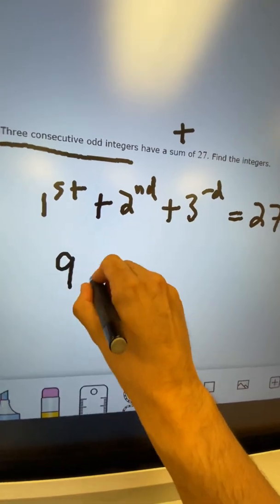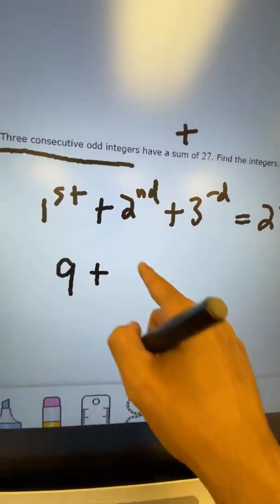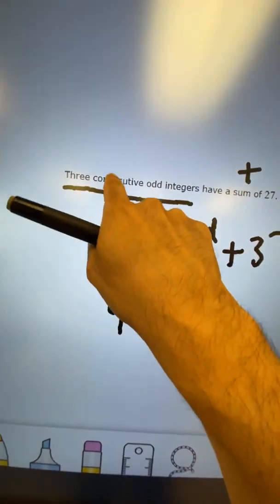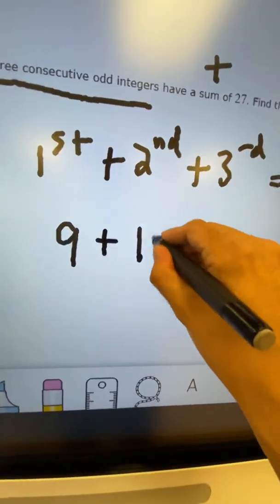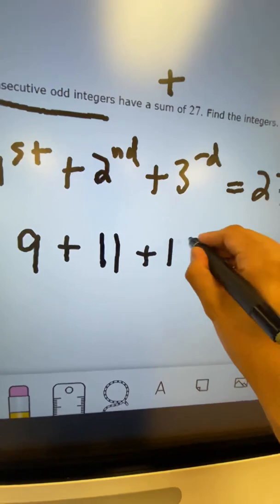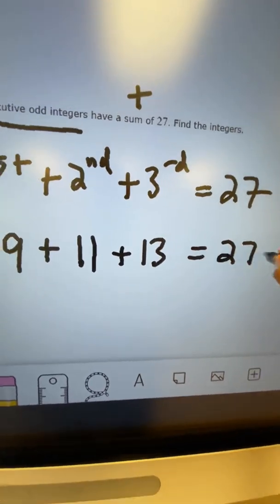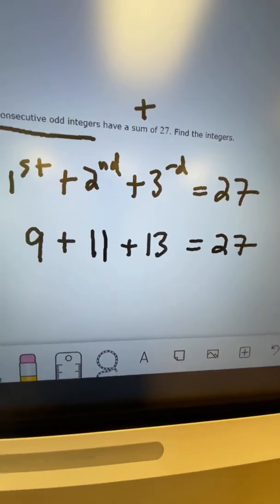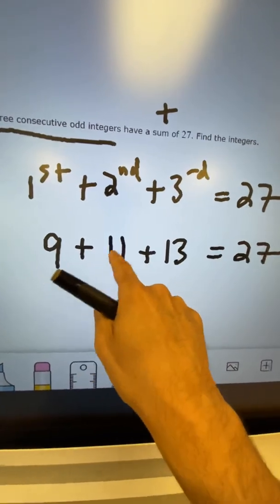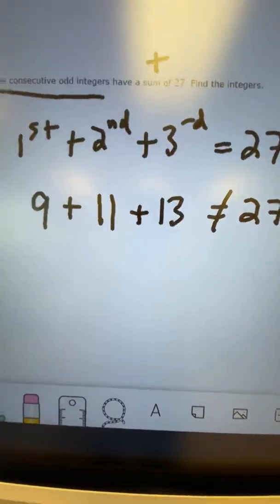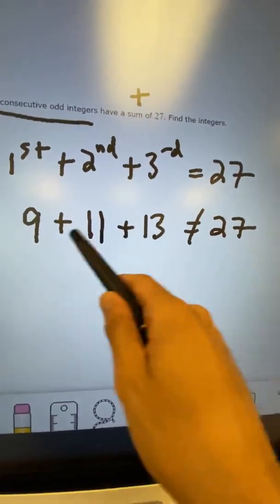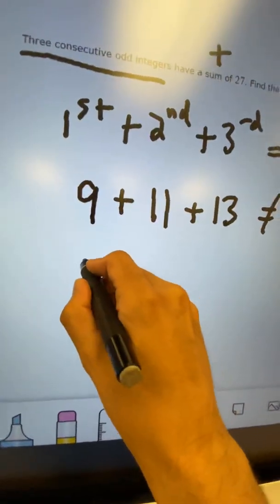So that's my first odd integer, and the next odd integer, that's what they say consecutive, the next one that follows. The next odd integer after 9 is 11, and the next after 11 is 13. So the question is, when I add these three numbers, do I get 27? So 9 plus 11 is 20, 20 plus 13 is 33, so that's a little bit too much. So since this added up to be more than 27, I gotta guess a little bit lower. So let me try 7.